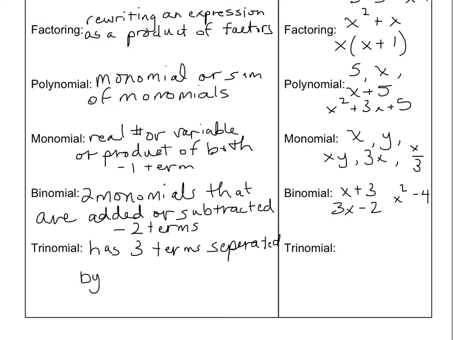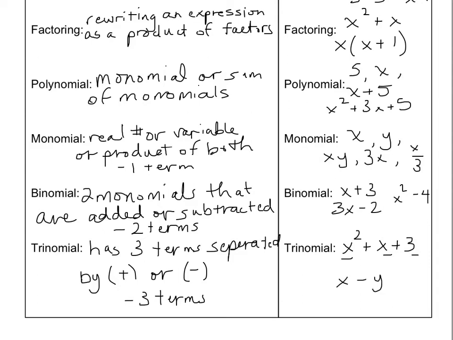Separated by addition or subtraction. Okay, and that's the key, is that it has three terms. So an example of a trinomial could be x squared plus x plus 3. There's three terms here, with two operations. You could have something like x minus y plus 7. Again, these are the three terms, x, y, and 7, and it has two operations.